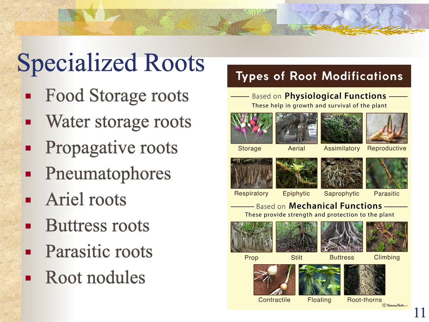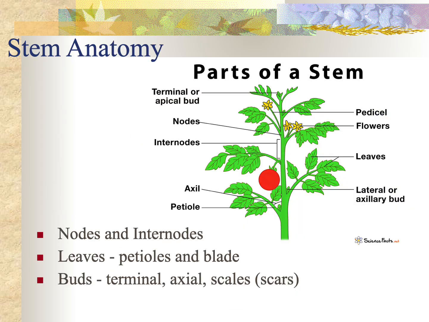There are a bunch of specialized roots for food storage, starch, things like that. Some roots store water. Some roots are reproductive or propagative. Some get air. Lots of different types of roots. We don't really go too much into it, but there's lots of different minor physiological functions important for those plants.